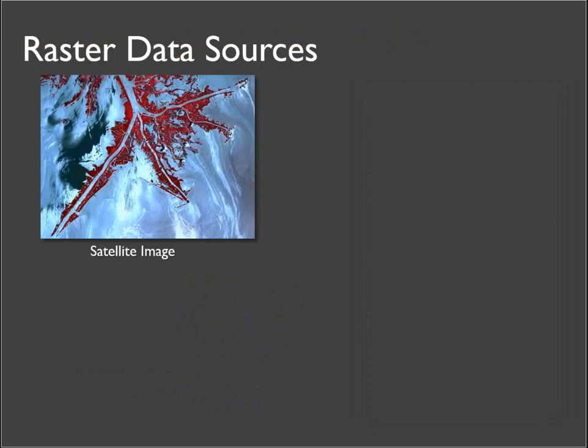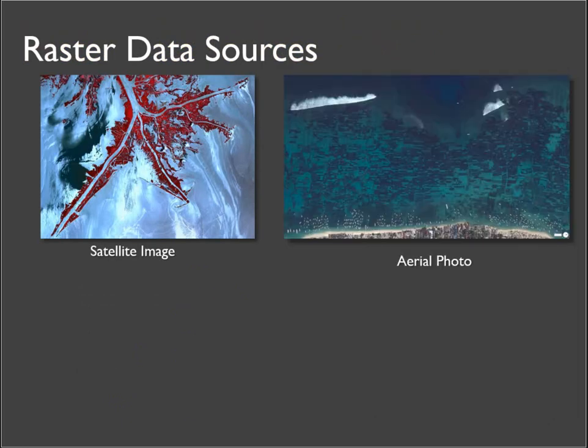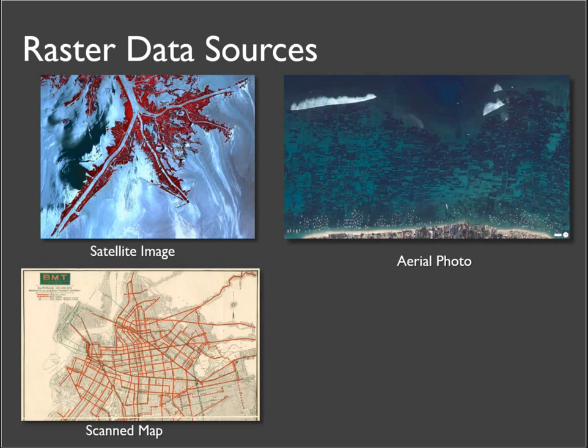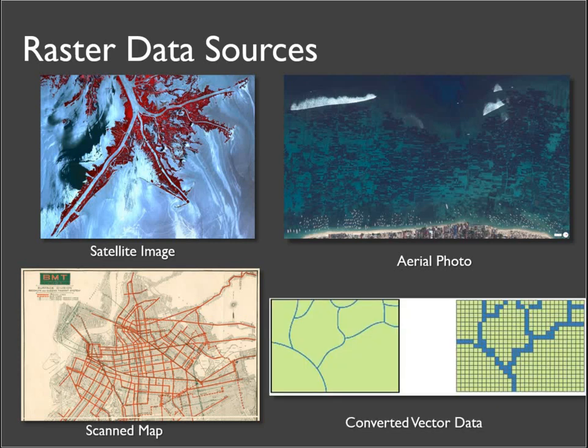Okay, where do we get raster data? Satellite images, aerial photographs, scanned maps. We can actually stick a paper map in a scanner and turn it into a photograph, basically. We can also convert vector data into rasters.